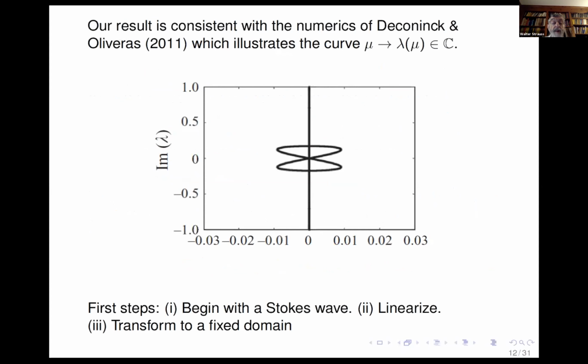And there is numerics. There are various numerics, but the most precise and specific related to this problem that I know about is by Deconinck and Oliveras, which shows you the curve lambda as a function of mu. And this curve is totally consistent with our theoretical result.